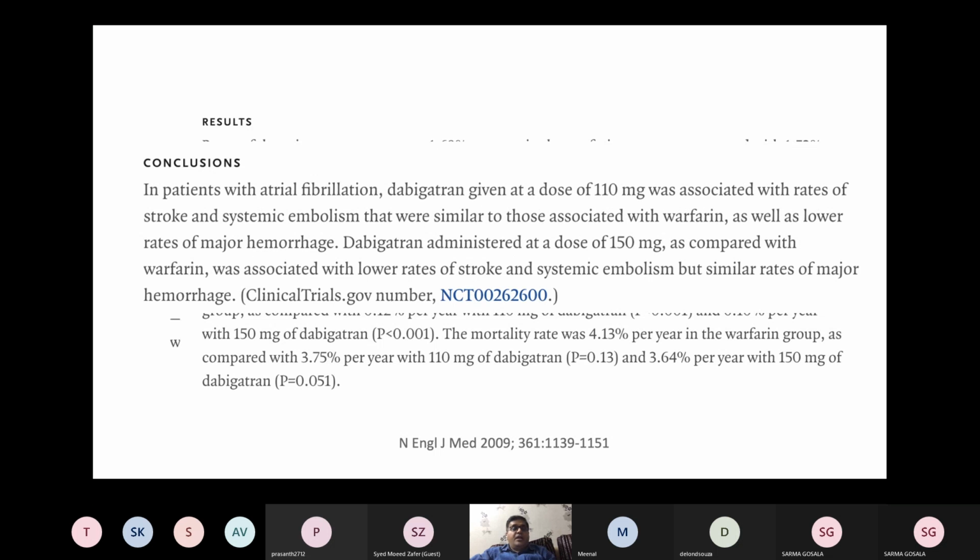So they concluded that in patients with atrial fibrillation, dabigatran at a dose of 110 milligrams was associated with rates of stroke and systemic embolism similar to those associated with warfarin, as well as lower rates of major hemorrhage. So it fulfills the criteria of non-inferiority. Whereas dabigatran administered at a dose of 150 milligrams, as compared to warfarin, was associated with lower rates of stroke and systemic embolism. So 150 milligrams was better than 110 milligrams, but with similar rates of major hemorrhage. This was the landmark trial, and that opened up approval of this drug for these indications.